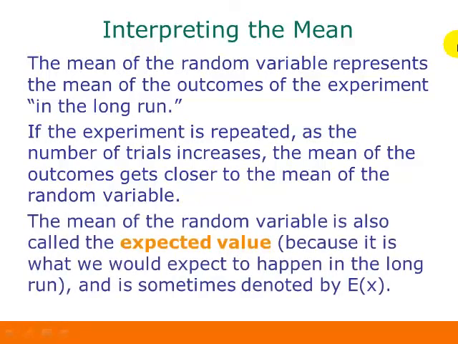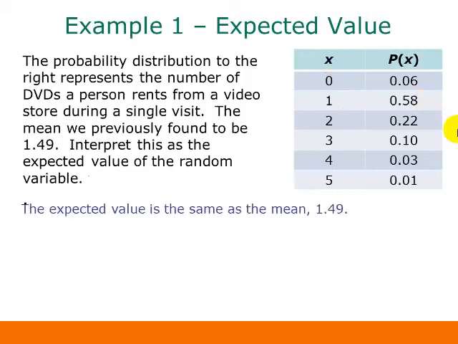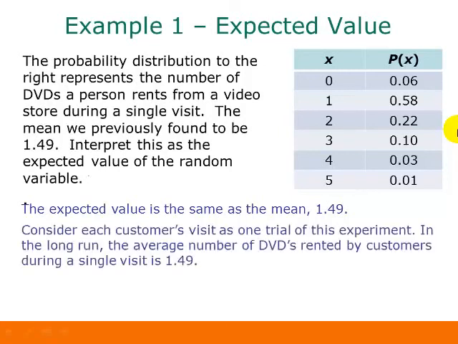So the mean of the random variable is also called the expected value, because it is what we would expect to happen in the long run, and it's sometimes denoted by a capital E of x. Here's an example for expected value. The probability distribution that we already looked at for the number of DVDs a person rents from a video store during a single visit had a mean of 1.49. So let's interpret this as the expected value of our random variable x. Our expected value is the same as the mean, which was 1.49.